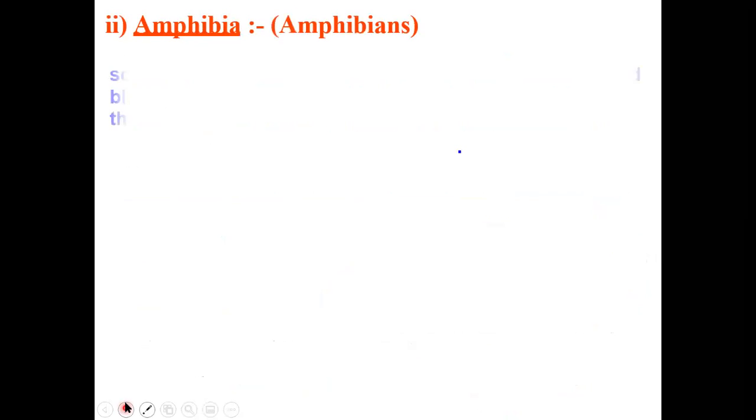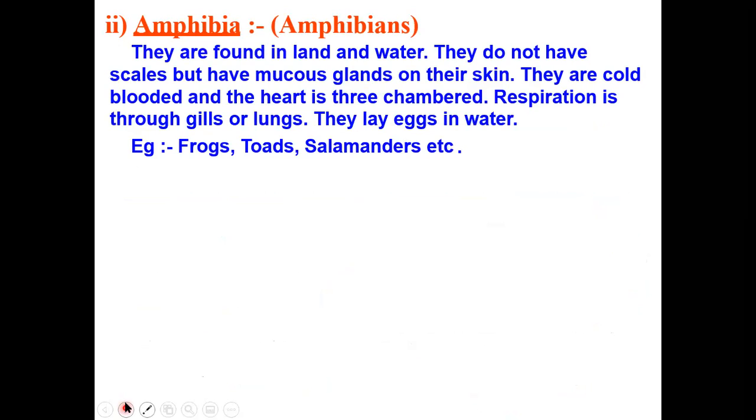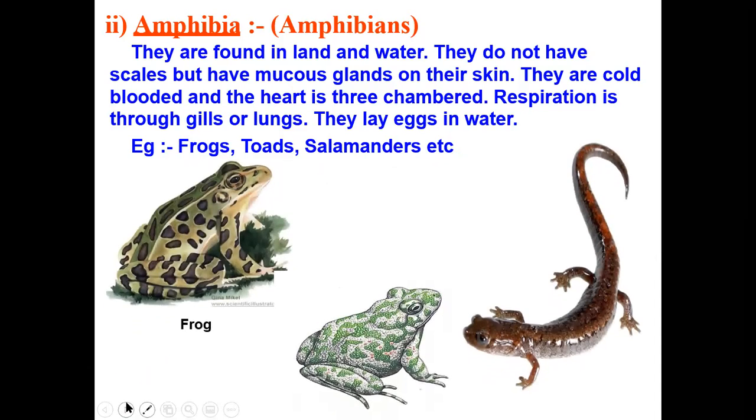Now we will discuss the amphibians. They are found on land and in water. They do not have scales but have mucous glands on their skin. They are cold-blooded and the heart is three-chambered. Respiration is through gills or through lungs. They are egg-laying animals and they lay their eggs in water. Examples: frog, toads, and salamanders. This is frog, this is toad, and this is salamander.